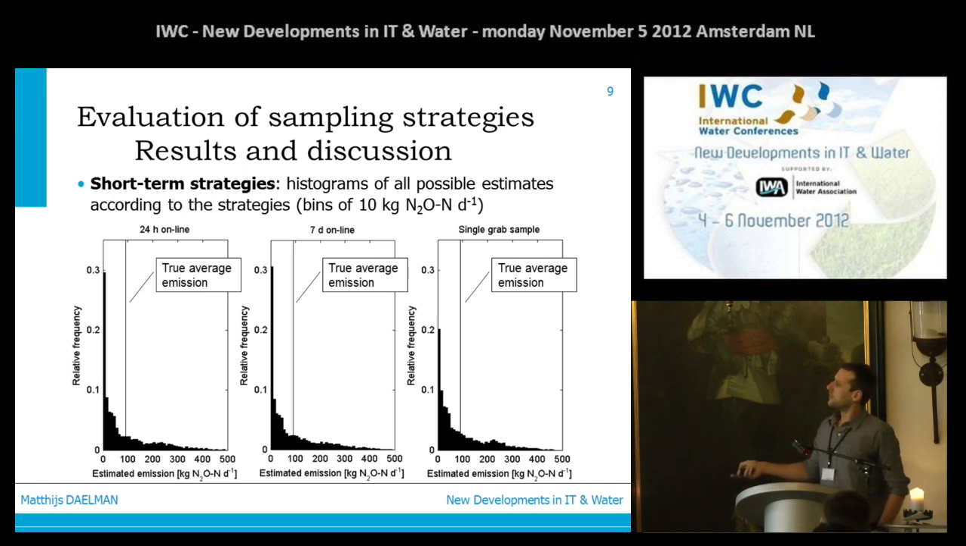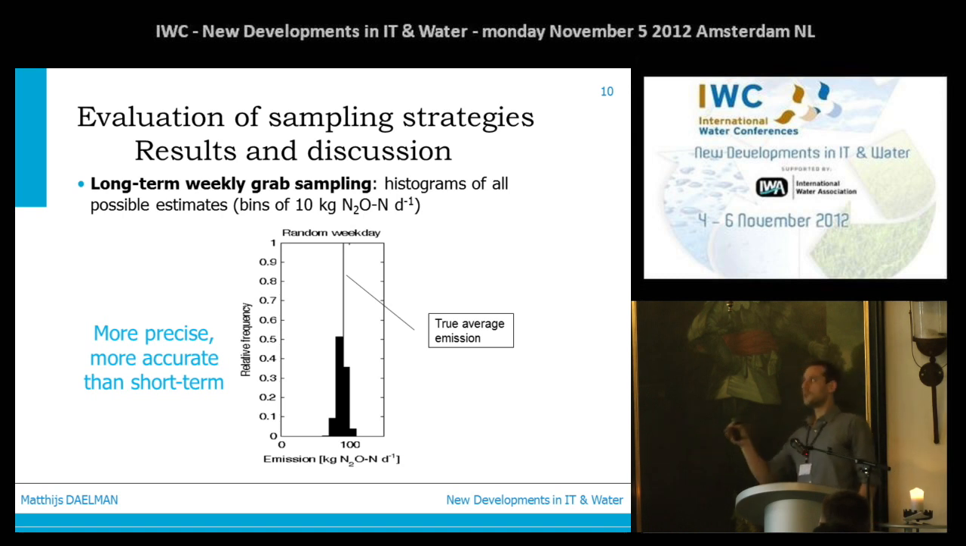If we take a look at the long-term sampling strategy, so going out to a wastewater treatment plant every week and taking a grab sample, then you can see that the chance to end up with an estimate near the true emission is fairly high. The bins have the same width, 10 kilograms per day, and nearly all of the estimates fall within, let's say, 20 kilograms of the true emission. So long-term sampling, even though it's only on a weekly basis, is more precise and more accurate than short-term to get an idea about the overall nitrous oxide emission coming out of your plant.